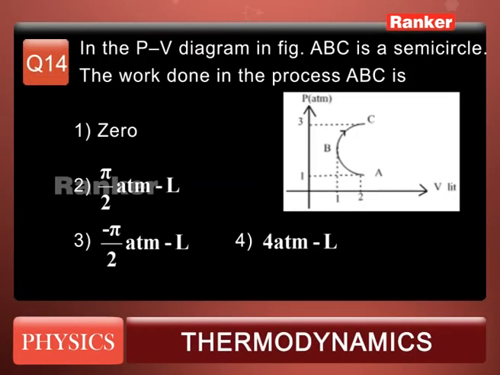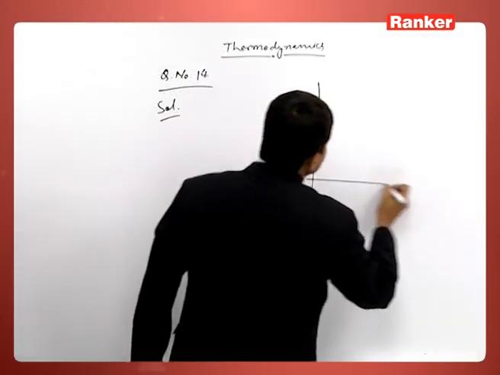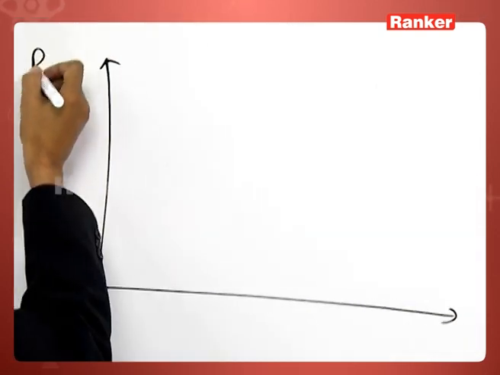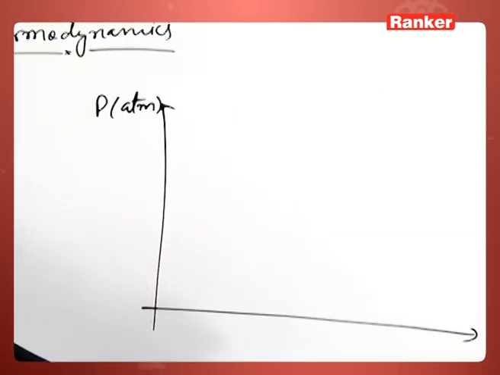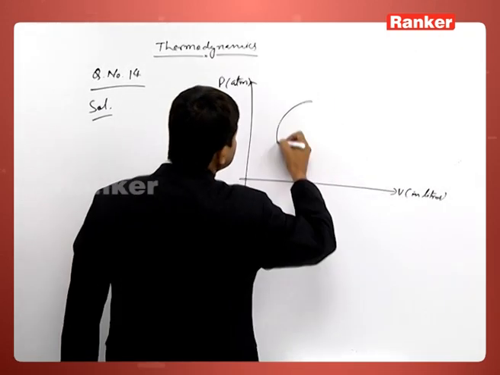Question number 14. In the PV diagram in the figure, ABC is a semicircle. The work done in the process ABC is: first option 0, second option pi by 2 atmosphere liter, third option minus pi by 2 atmosphere liter, fourth option 4 atmosphere liter. See how to do this one. The PV diagram is given, pressure is given in atmospheric pressure atm, while volume is given in liters. Now the process is like this.